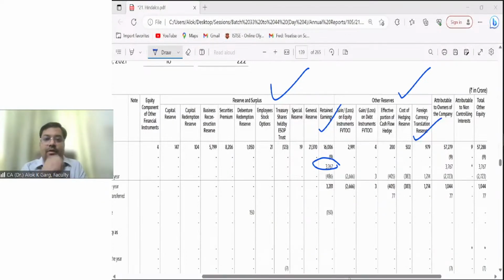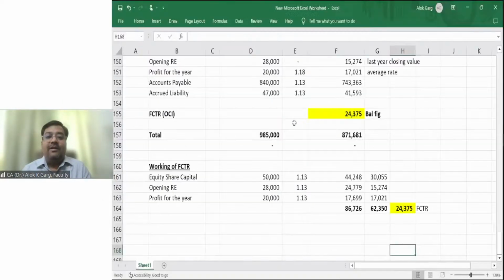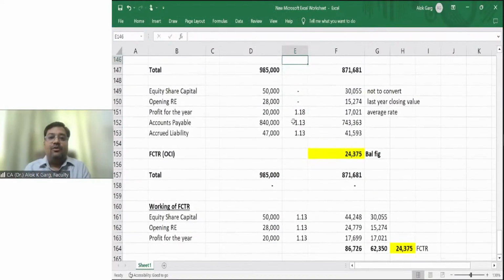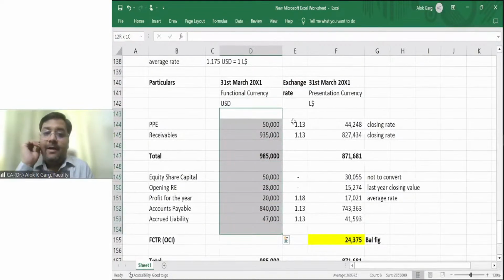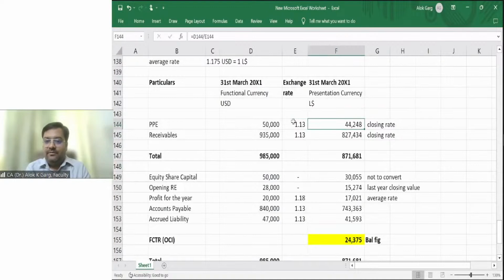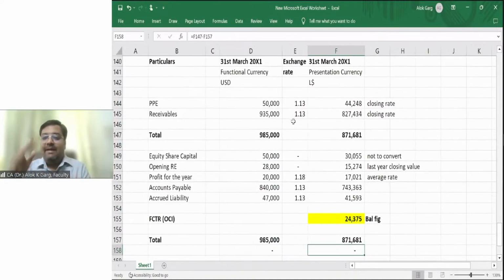Rahul, is that clear? Namrita, first of all, just think about why this FCTR will arise, why this foreign currency translation reserve will arise. This foreign currency translation reserve will arise because you are translating. Your balance sheet was tallied in the functional currency, but it got unbalanced when you are converting into the presentation currency. Why? Because of different rules.